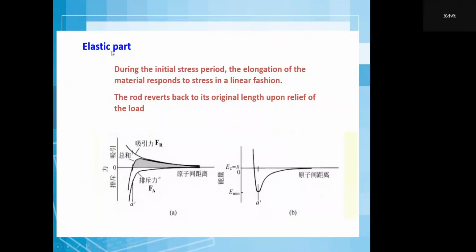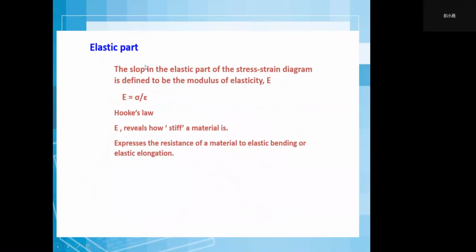Okay. Let's see the elastic part. During the initial stress period, the elongation of the material responds to stress in a linear fashion. The rod reverts back to its original length upon relief of the load. In the elastic part, the slope of the stress-strain diagram is defined to be the modulus of elasticity. E is sigma over epsilon. It satisfies Hooke's law. It reveals how stiff a material is and expresses the resistance of a material to elastic bending or elastic elongation.